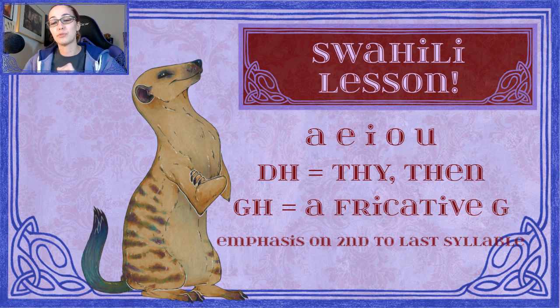If you mess with the emphasis, it gets weird. So chakula, emphasis goes on the second to last syllable. Mimi, the word for I, emphasis goes on the second to last syllable, which happens to also be the first syllable. But it's always the second to last one, no matter how many syllables, unless it's a borrowed or foreign word.